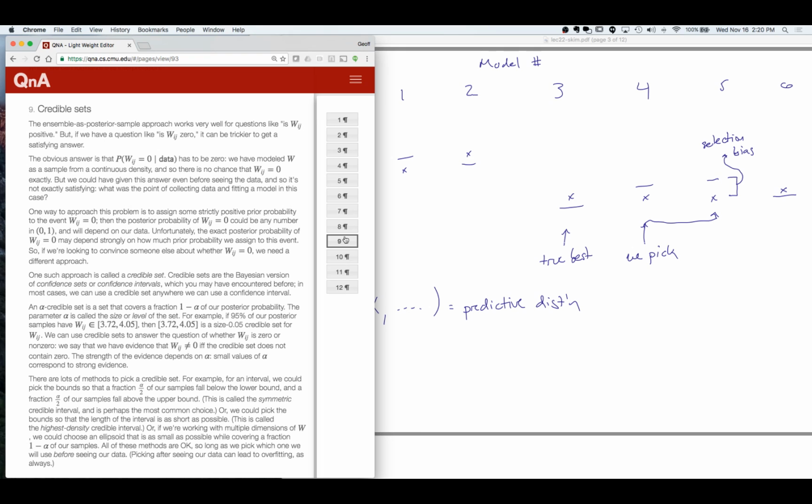So we still need to look a little bit farther, right? Like, it's not going to be convincing for us to argue to anybody that W is 0 or non-zero based on posterior distribution from an arbitrarily chosen prior. There are lots and lots of approaches to get around this, but one that I'm going to talk about specifically for this class is what's called a credible set. So you may have heard of a confidence set or a confidence interval. Credible sets are the Bayesian version of those.